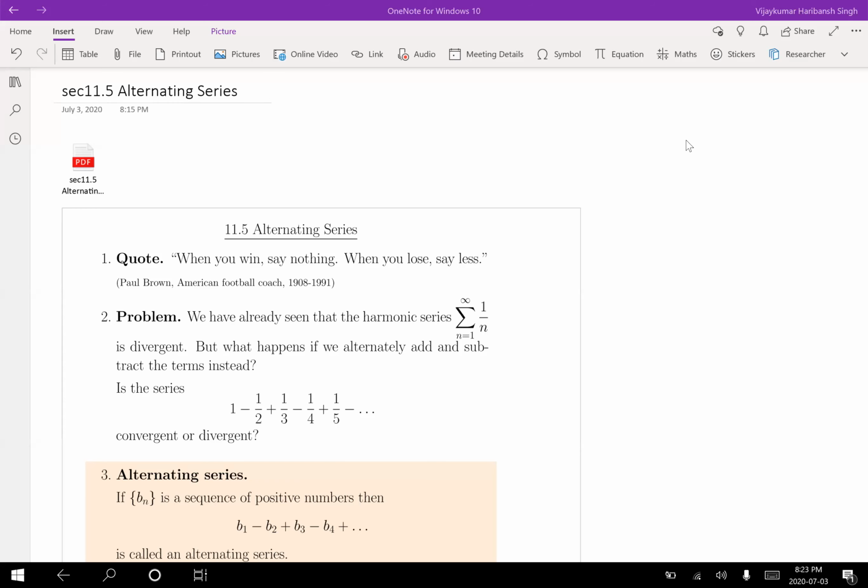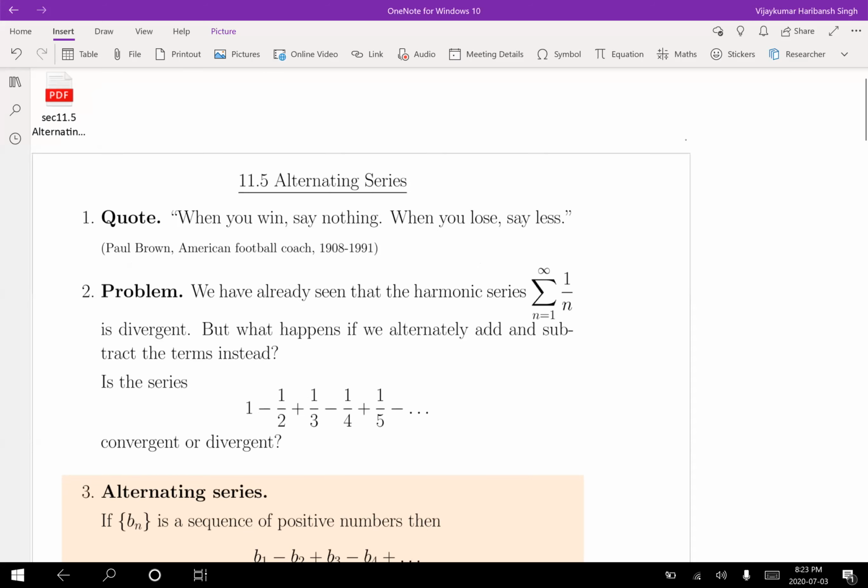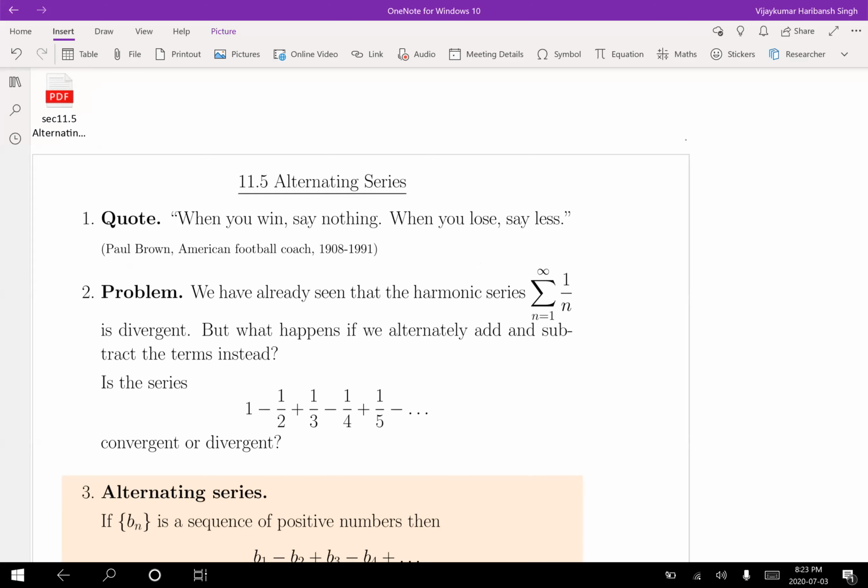So let's discuss the alternating series. We have already seen that the summation of 1 by n diverges. It's a harmonic series, or a p-series with p equal to 1, and it diverges. Now the question is, what happens if we add and subtract the terms instead? So we are going to alternately add and subtract.